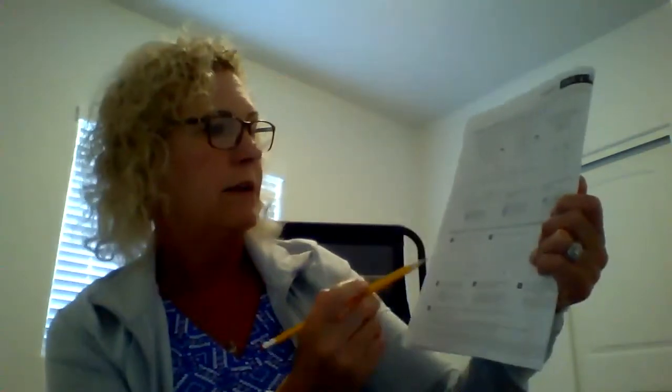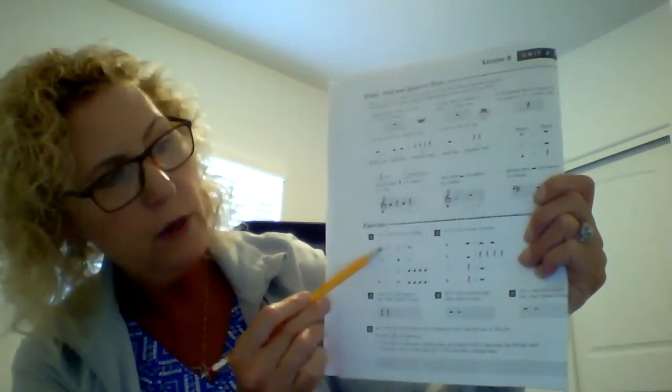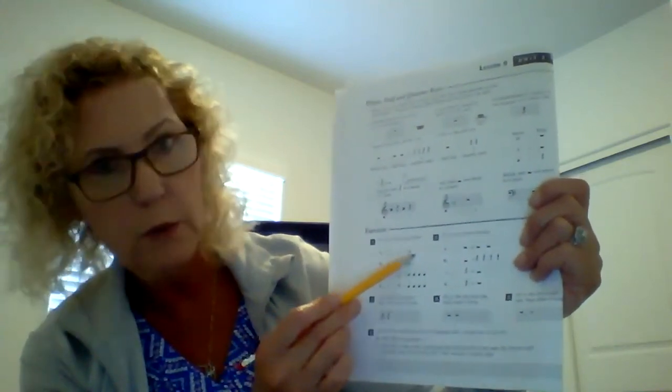Now we begin our exercises. Number 1 says, fill in the correct number. There's only one number that's going to go in each blank, all right? It says 2 because 2 half notes are equal to a whole note.